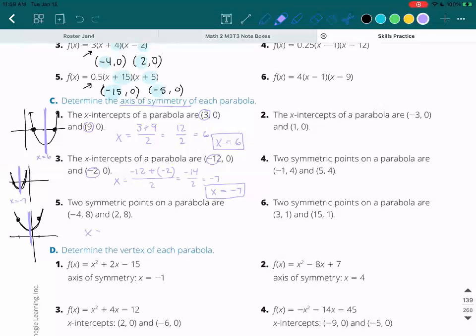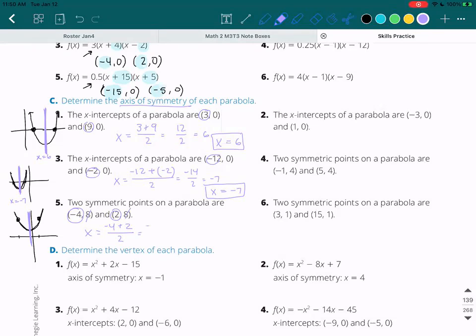We're going to have x equals, take the x value and take the other x value, add it together, divide by 2. We're just finding the average of the x values. Even though these are not x-intercepts, you can still do the same process. So -4 plus 2. Remember, those are your x values, not the y. We're ignoring the 8s.